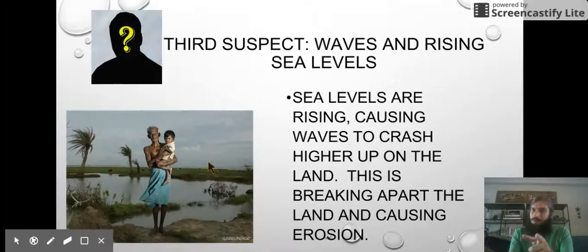Another suspect in this mystery is waves and rising sea levels. So sea levels are actually rising, causing waves to crash higher and higher up on the land. This is breaking apart the land and causing erosion, just like we saw in our video.